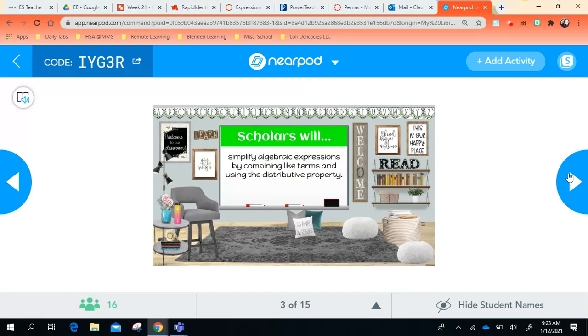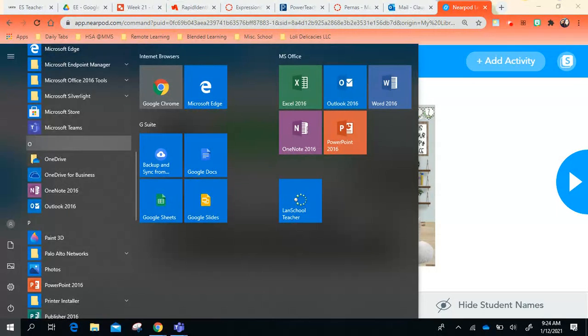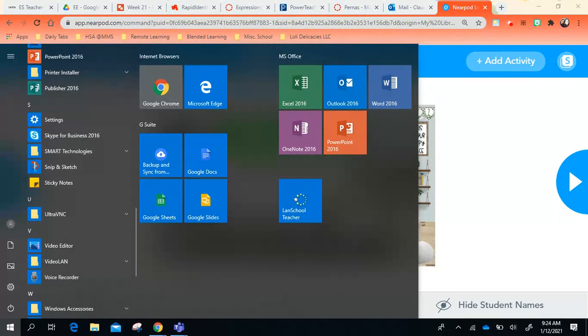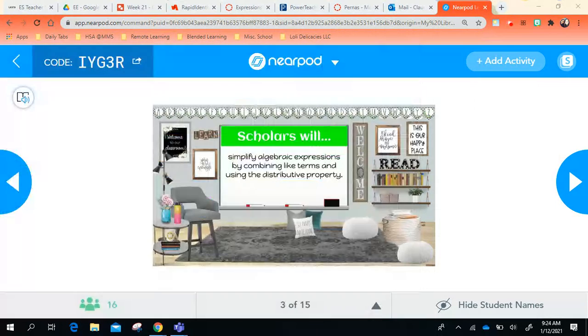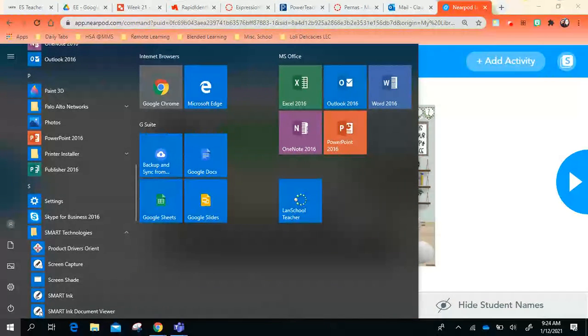Okay, so quick reminder. Remember, after every slide, I will count for about 30 seconds, but make sure you're submitting your slides before I move on so I can give you credit for participation. So today we are simplifying algebraic expressions by combining like terms. We are not distributing today. We are actually going to be factoring today. I should really start doing this before the lesson.